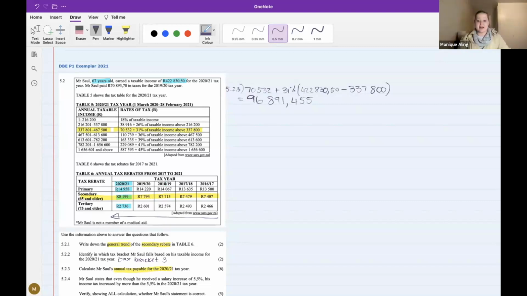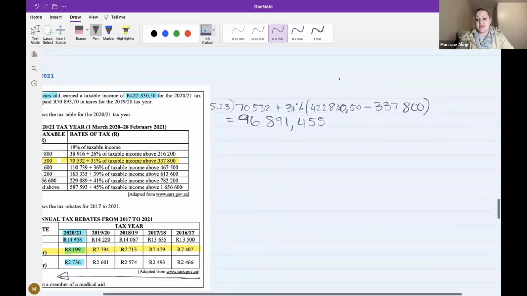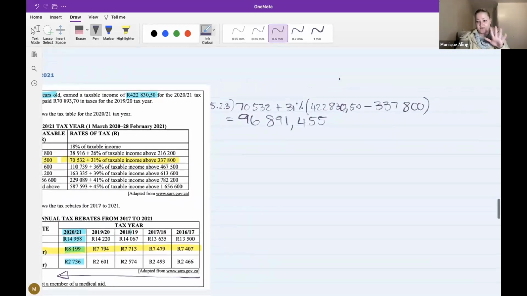96,891.455. Now remember, keep all your decimals until the last or till your answer. If there are more than 6 decimals, try to keep at least up to 5 or 6 decimals. But there were only 3 decimal places here, so we're going to use all 3. You're going to keep them.